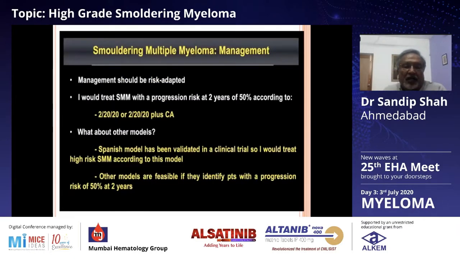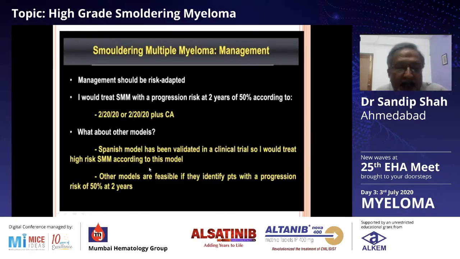So the management of smoldering myeloma should be risk adapted. She said that she will treat SMM with a progression risk at 2 years of 50% according to either the 2-20-20 model or the 2-20-20 plus cytogenetic abnormalities model. Of the other models, she says the Spanish model has been validated in a clinical trial, so she would treat high risk SMM according to this model. And other models are feasible if they identify patients with a progression risk of 50% at 2 years.